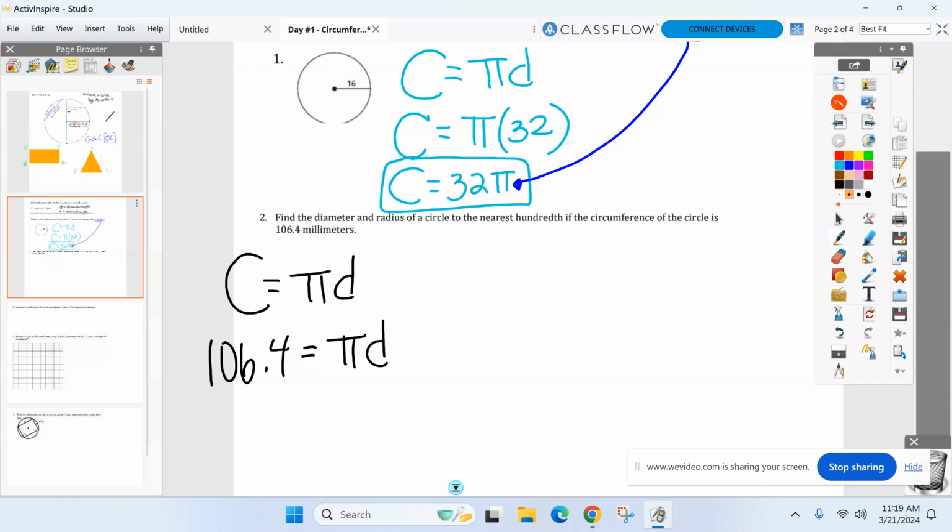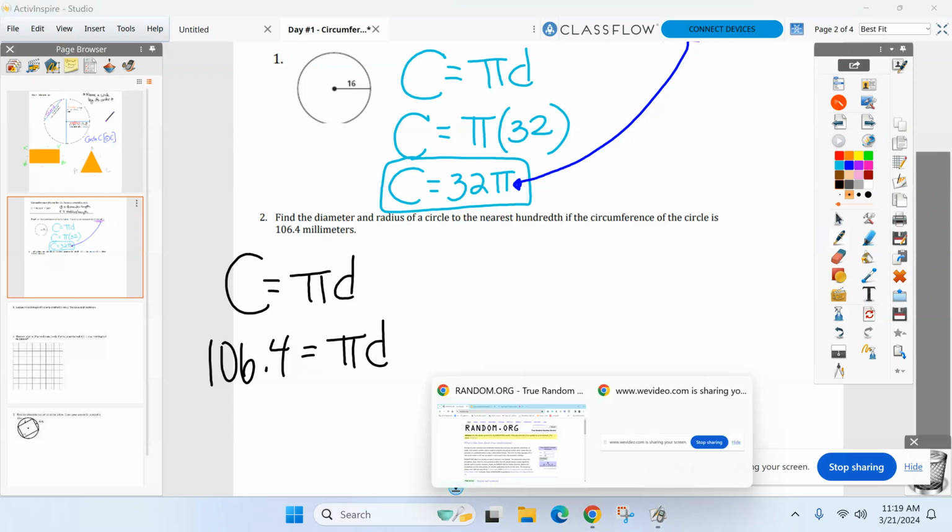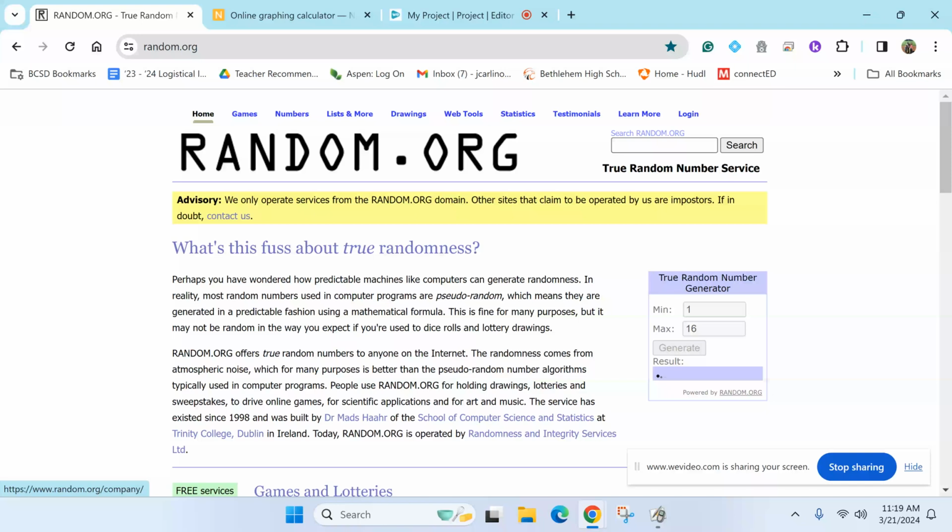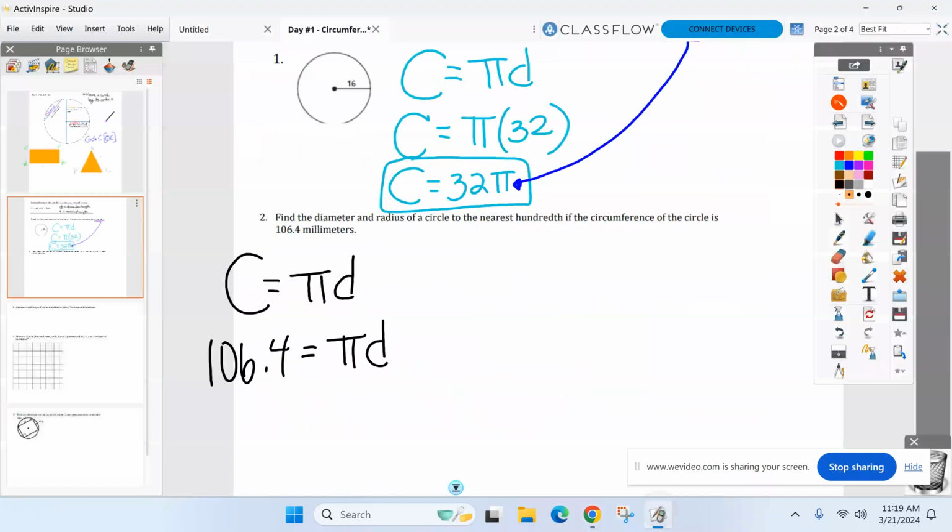And how am I going to get it by itself? Because they're asking me to solve for d. How do I get the diameter by itself here? Ian, how do you want to get the d by itself? Yep, divide both sides by pi.